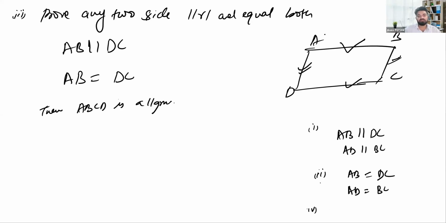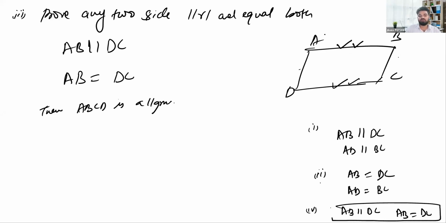And the fourth case, if you are not choosing the opposite two sides, then select any two sides. First prove AB parallel to DC, and also prove that AB is equal to DC. So if you have two sides and the same two sides are parallel as well as equal, then it is a parallelogram. If we have the opposite sides equal only, this side equal to this side and this side equal to this side, then it will be a parallelogram.